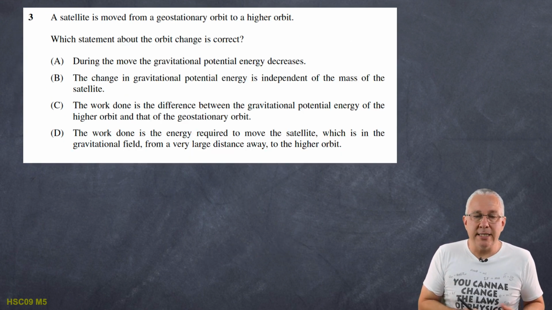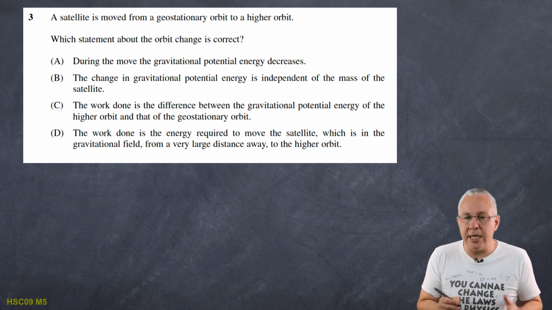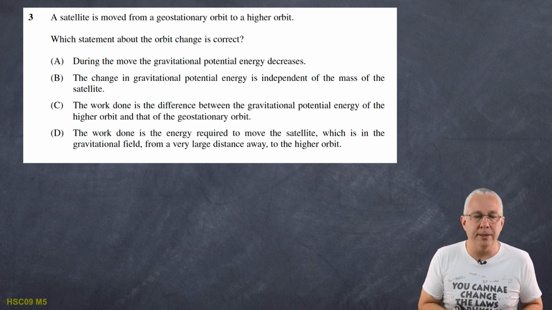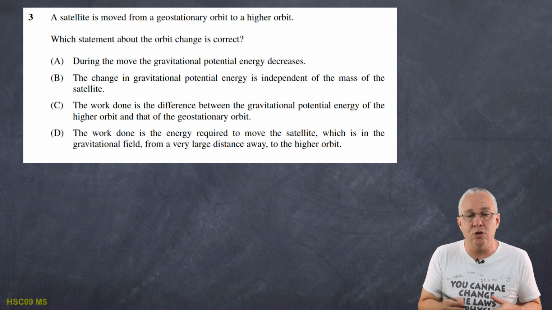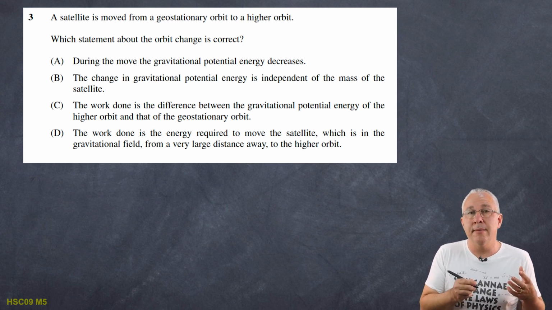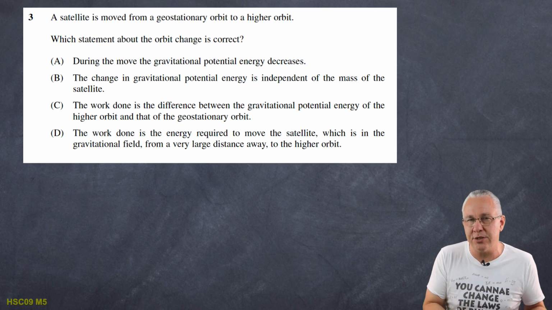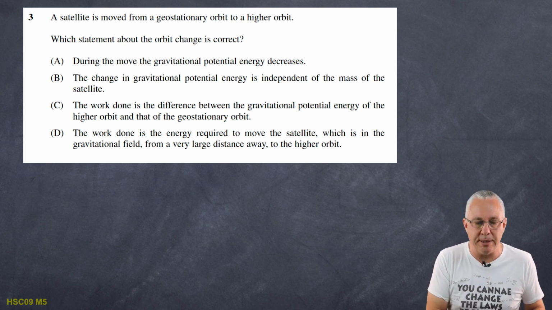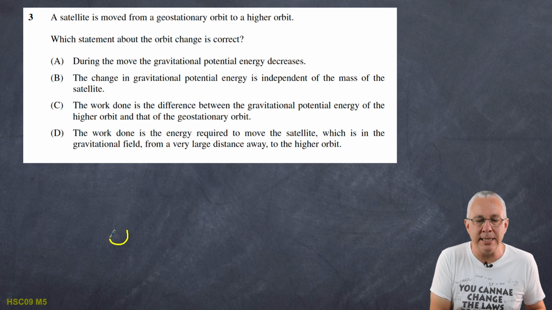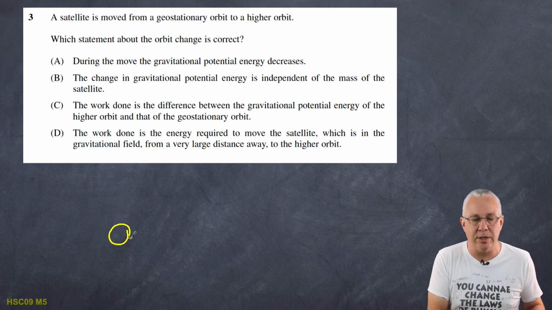We now have a satellite moving from a geostationary orbit to a higher orbit. Now, what statement of this orbit is correct? As I go through these questions, I am also going to quickly give a sort of review. What is a geostationary or a geosynchronous orbit? Well, it's a satellite that basically has a period of 24 hours.